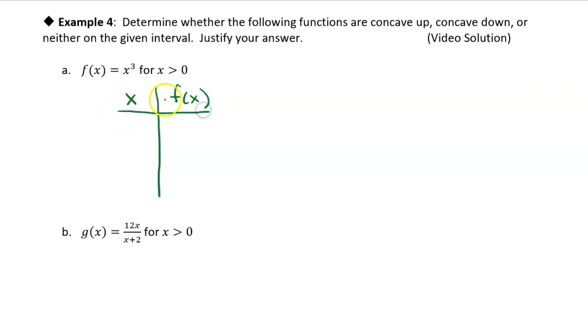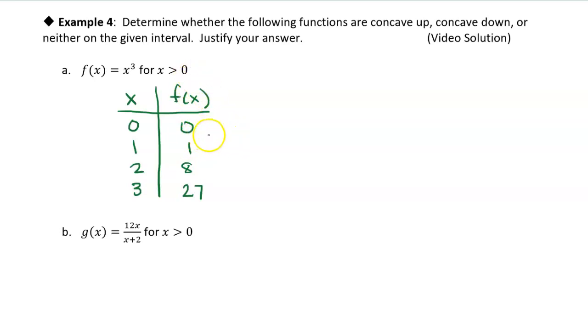Okay, so we want to find the concavity of f of x equals x cubed for x greater than 0. One thing we can do is just plug in some values. At 0, we're at 0. At 1, we're at 1. At 2, we're at 8. At 3, 3 cubed is 27. We could keep going, but we're just going to determine whether it's concave up or concave down from this amount of information, because we're given the interval x greater than 0.